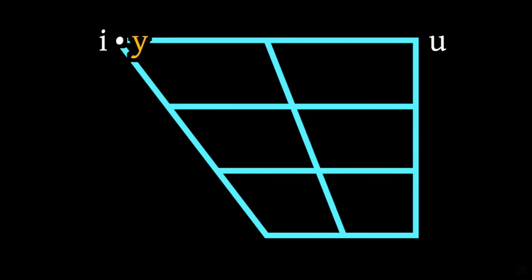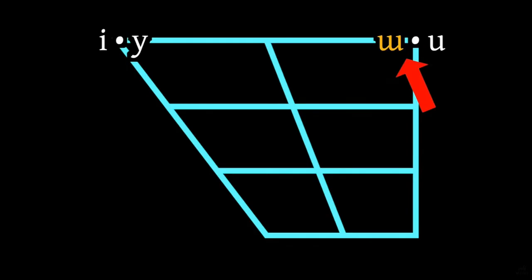Let's see the back axis. We have the U. U is a high, back, rounded vowel. Does there exist a high, back, unrounded vowel? Yes, there does. And instead of oo, we unround the lips and we get ooh, ooh.